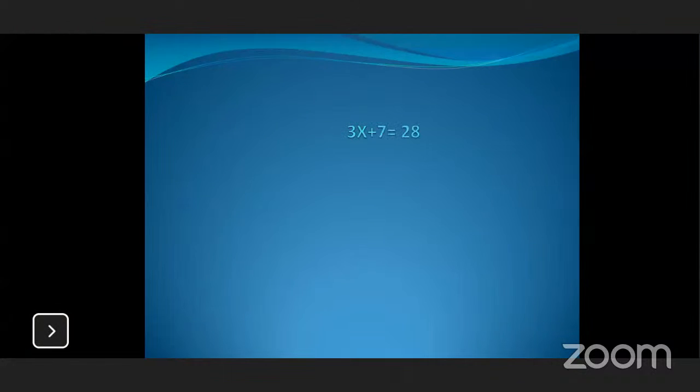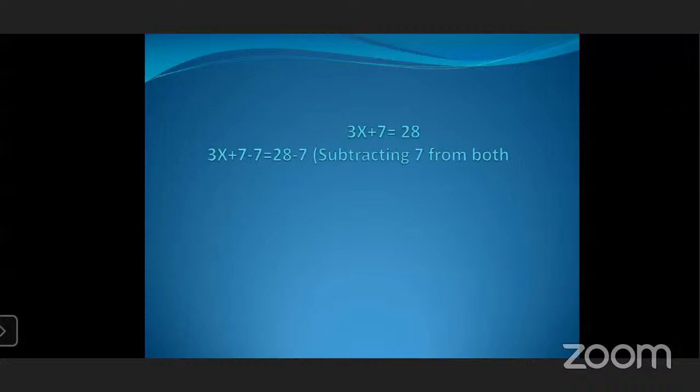That's the basic equation we should remember. Now this equation: 3x plus 7 is equal to 28. This is the question. Now what you do, there is 7. 3x plus 7 equal to 28. Now you have to remove 7.